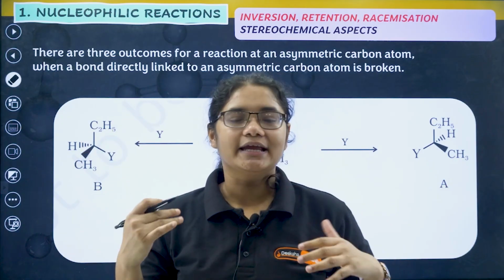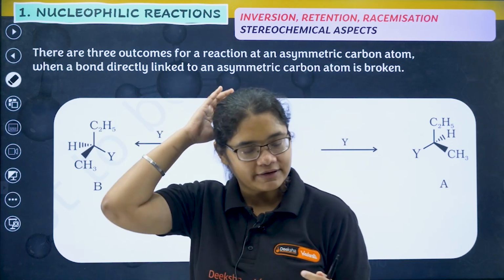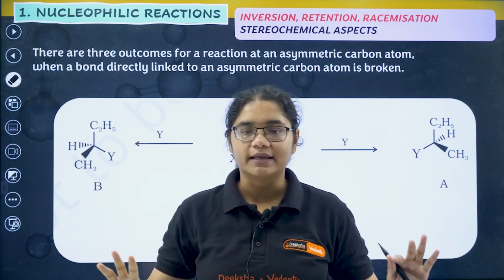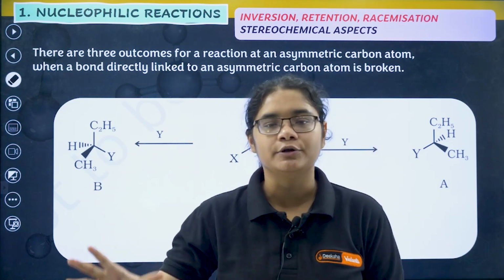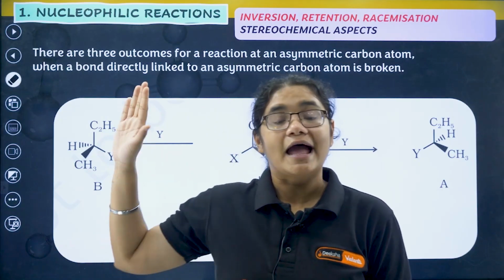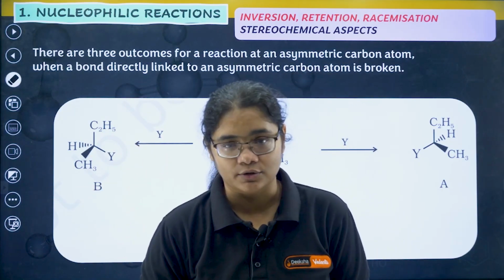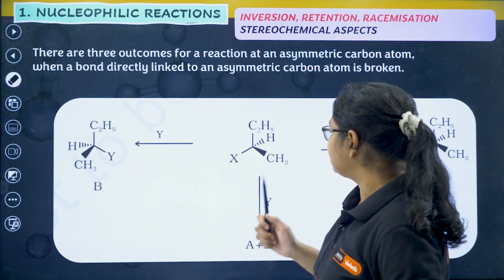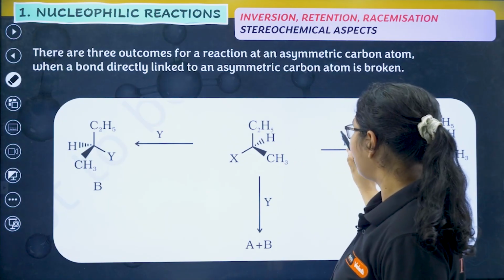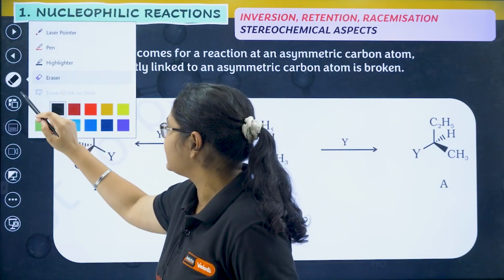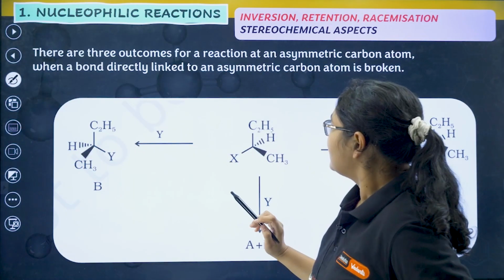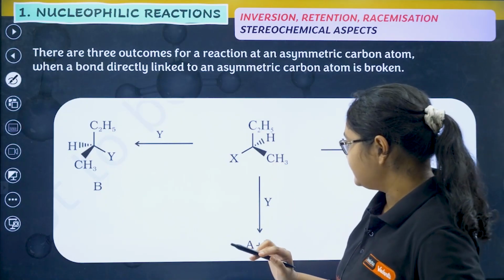So students, I can understand you might be feeling this is a little bit difficult, but don't worry, just keep revising, watch this video once again, it will be more clear, and it will be even clearer when we do some questions on this. So first you see this reaction, and you have added a reagent Y to all these cases. Now when you add Y, what will happen?